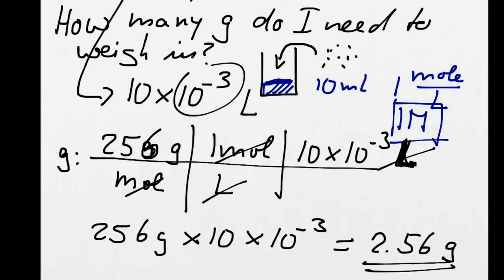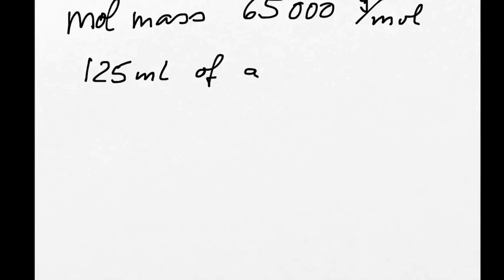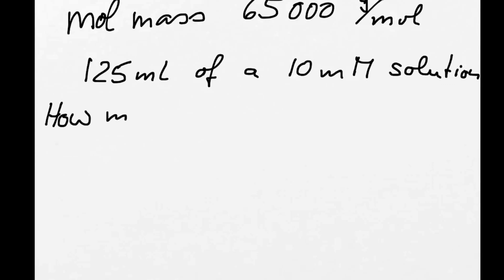Okay, here's another one for you guys. We have a molecular mass of 65,000 gram per mole, and I want to make up 125 milliliter of a 10 millimolar solution. How many grams do I need?